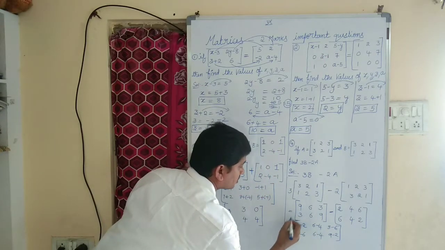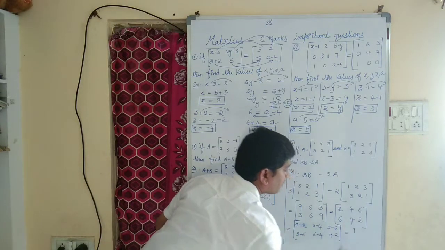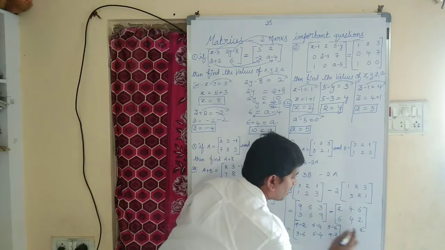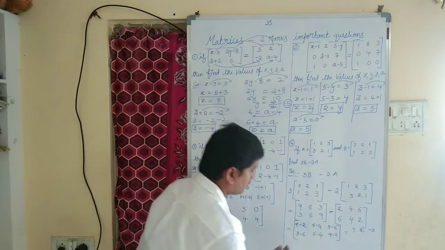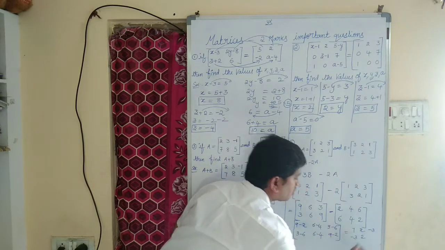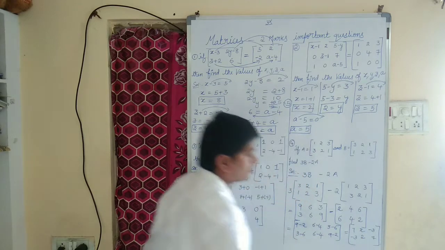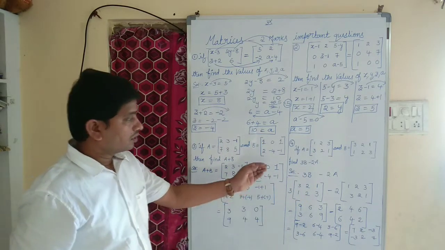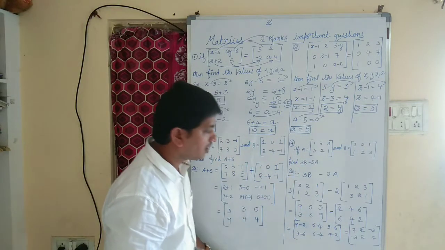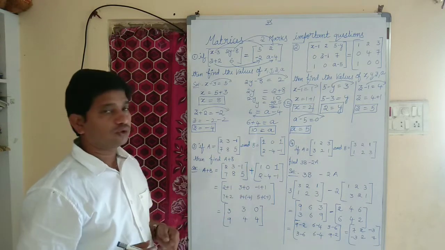Okay children. Now 9 minus 2 is equal to 7. 6 minus 4 is equal to 2. 3 minus 6 is equal to minus 3. 3 minus 6 is equal to minus 3. 6 minus 4 is equal to 2. 9 minus 2 is equal to 7. Right? Therefore, the value of 3B minus 2A is 7, 2, minus 3, minus 3, 2, 7. Okay? This is our fourth question.